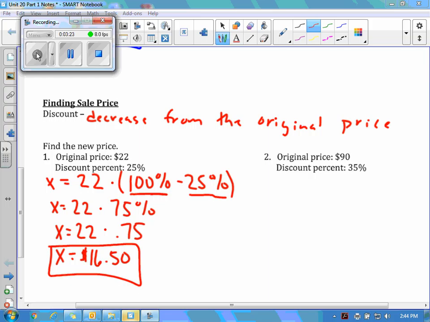So if you think about it, I'm reducing my price by 25%, or I'm saying I'm only paying 75% of that price, so it should be a little bit lower. Number 2, I'm going to leave for you because, again, it's the exact same thing as number 1.